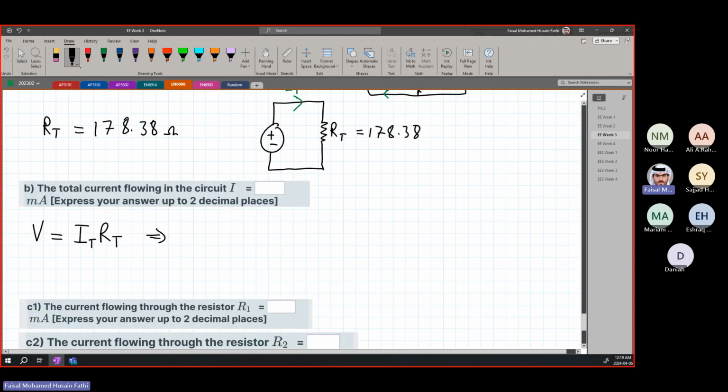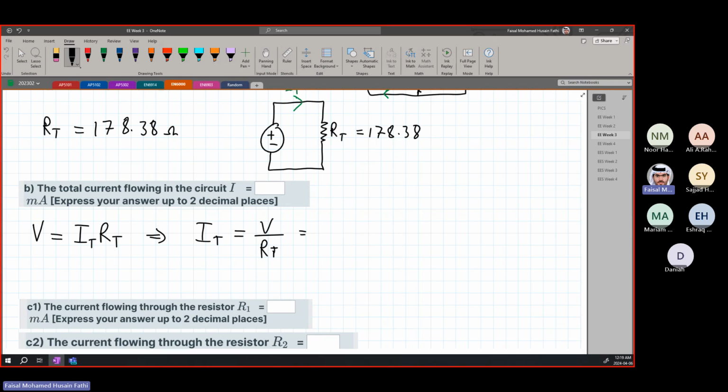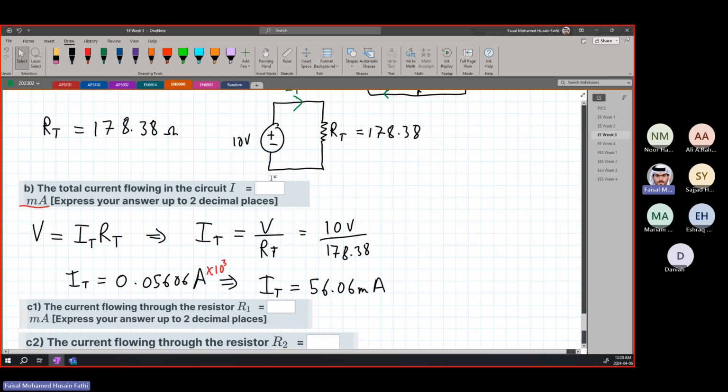We can rearrange this equation. We need to find I total. It's equal to V over R total. So it's equal to voltage, which is given to be 10 volts, over the total resistance, which is 178.38. So I total is equal to 0.05606. Again, this is in amperes. The question says in milliamperes, so we're going to have to multiply by 10 to the power of 3. So I total is equal to 56.06 milliamperes.